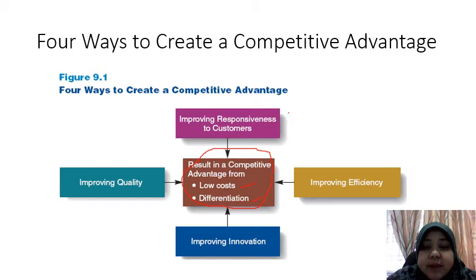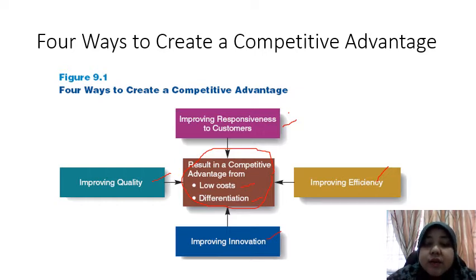Let's look at the first element. Improving responsiveness to customer is 1. Improving efficiency, kecekapan, tak ada delay, tak ada error dalam operation, tak ada mishap dalam operation, tak ada mismanagement, and so on and so forth. Improving innovation, ada bahagian untuk inovasi, and improving quality. Always do some quality checker. Ini untuk elemen pertama which is differentiation, for example.